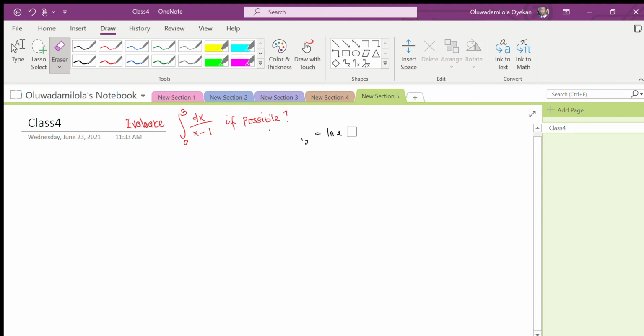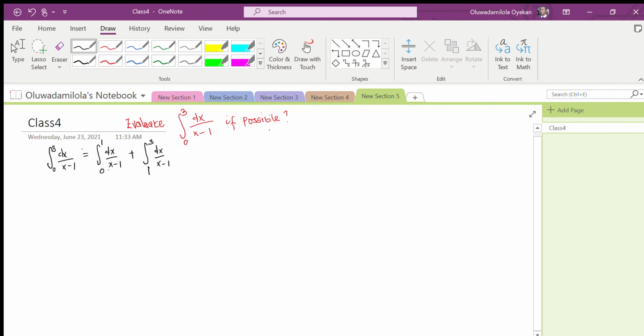Now I know the point of discontinuity is 1. So what I'm going to do is split the integral. I'll split it like this: from 0 to 1 dx over x minus 1, plus, sorry, that should be from 1 to 3.